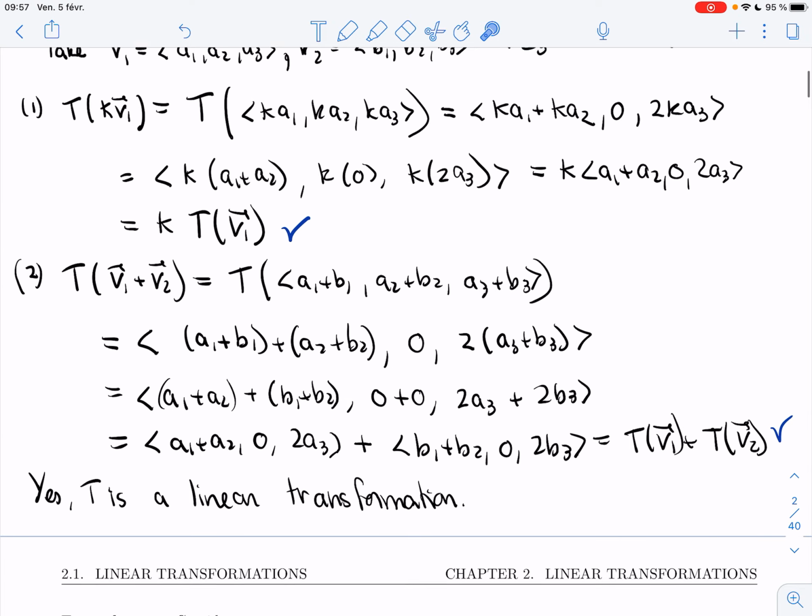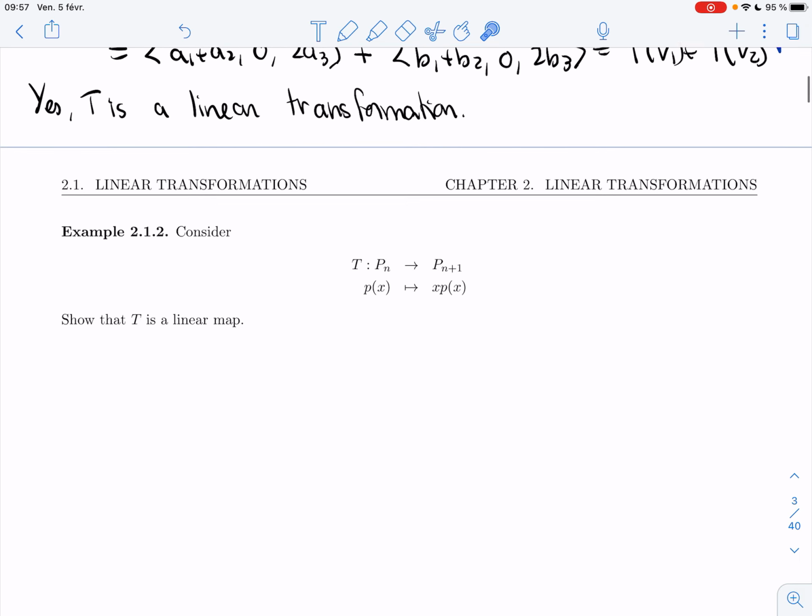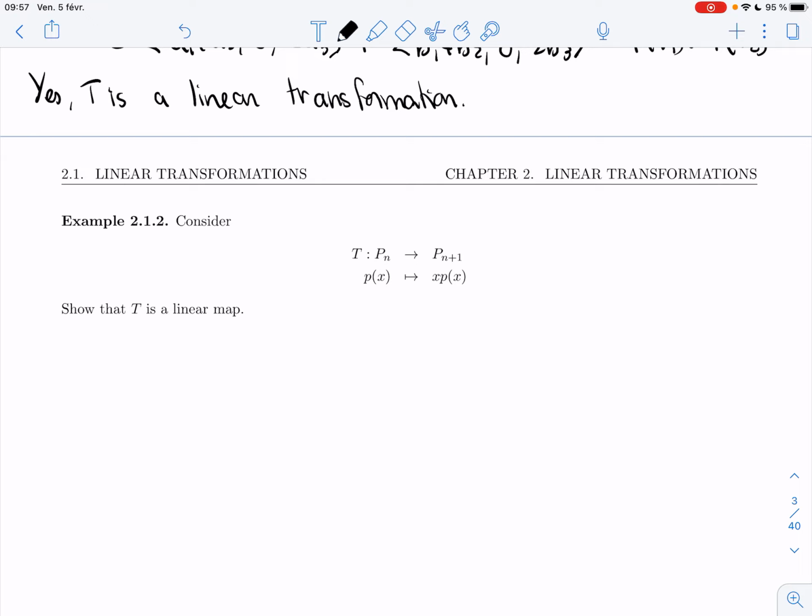So again, whenever you want to do this, you want to prove these two properties. You want to prove that scalar multiplication and addition are preserved. So let's do that. I'm going to take p1 of x and p2 of x in Pn, and I'm going to take k in R.